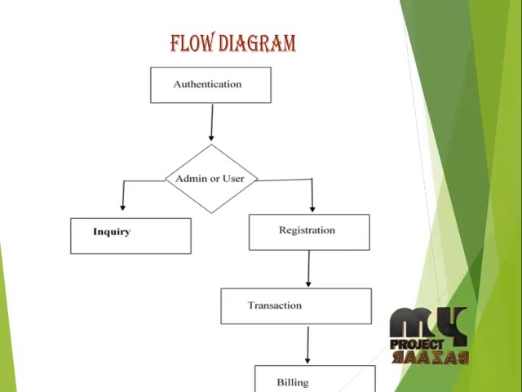Flow diagram. Authentication is a module. It goes to admin or user, and then it goes to registration phase. If the registration completes, transaction occurs, and then finally billing will proceed. And then the admin or user goes to inquiry.